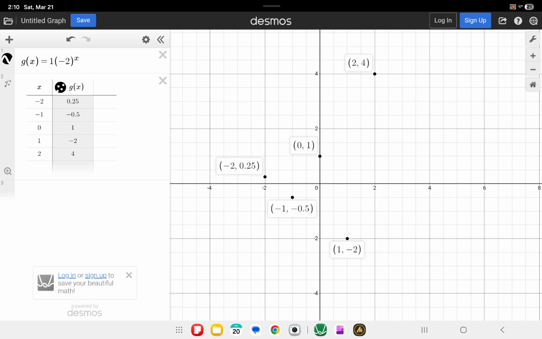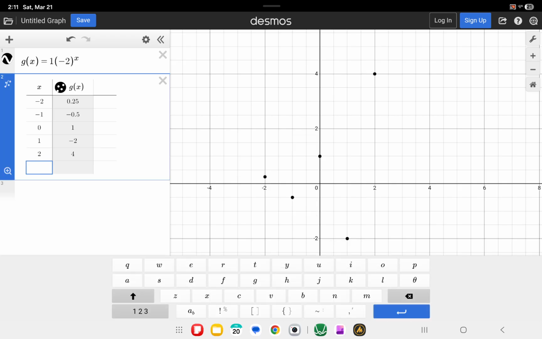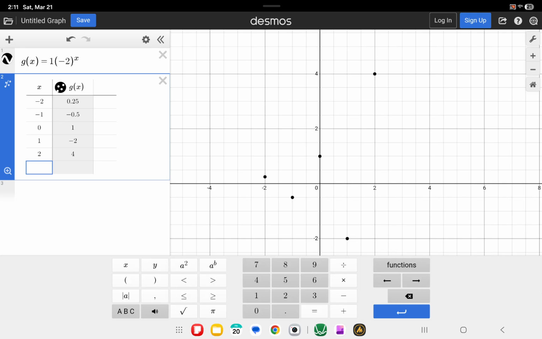This is what is called an oscillating function. If I type in 3, I'm going to get a negative number. Put in a +4, I'm going to get a positive number. We have an oscillating function, so we cannot have a negative number as a base, because when x is an even power, we're always going to have a positive number. So that's one reason why we can't just put in a negative number.